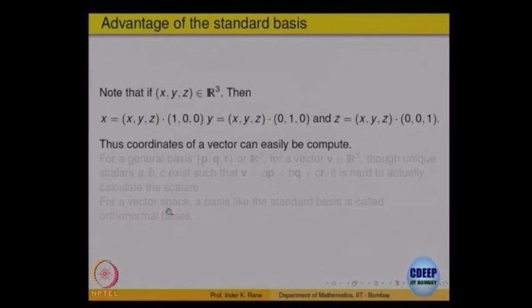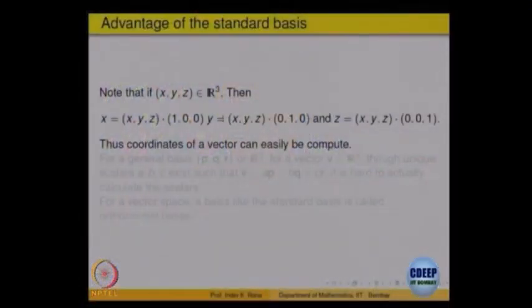For example, if x is any vector, then its coordinates x, y and z are simply obtained as follows. What is x? X is the vector dot 1 0 0. What is the component y? The vector (x, y, z) dot 0 1 0, and so the third one is (x, y, z) dot 0 0 1. So, if I take the dot product of any vector with each one of them, I get the coordinates of that. That is the advantage. Otherwise, how will I get the coordinates if it is a general basis?